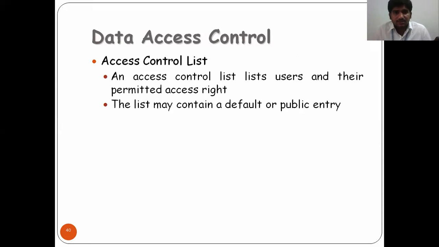Then the access control list. An access control list lists users and their permitted access rights. For example, we can have the controls read, write, execute, some of them, so at what level a user can operate. What process one can do: whether he can modify, whether he can write, read or execute. Such types of access rights are there.